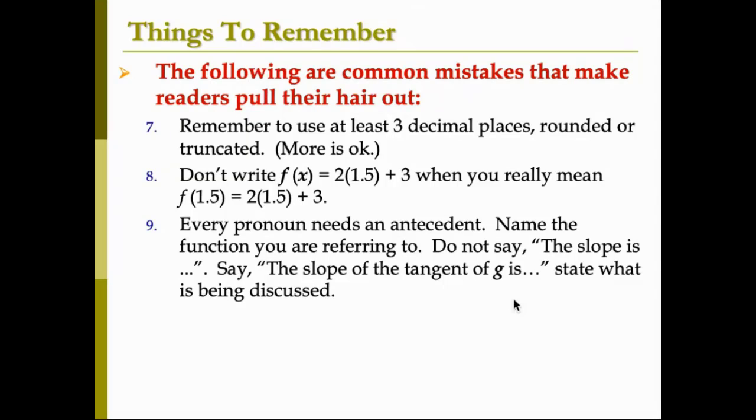So when you're writing that down, be very clear what you're talking about. Okay, now why can't I say the slope is 7? Well, I don't know what you're talking about. The derivative, the original function, its antiderivative. Is there two functions? Is there an f of x, a g of x? I don't know what you're talking about. And so you have to be very clear what it is that you're speaking of, okay?